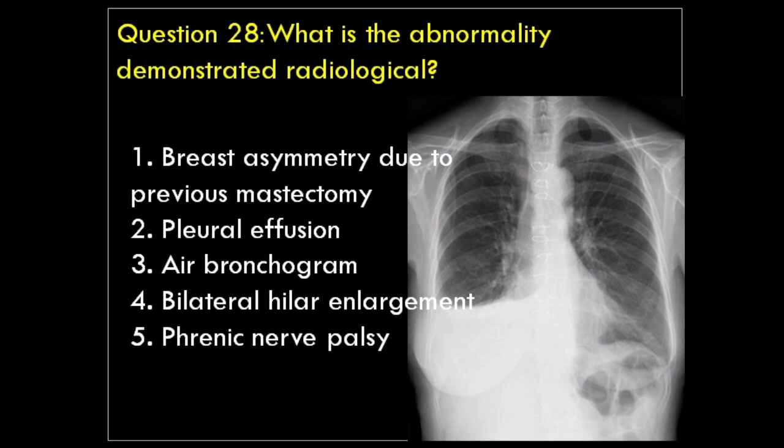Question 28: What is the abnormality demonstrated radiologically? 1. Breast asymmetry due to previous mastectomy. 2. Pleural effusion. 3. Air bronchogram. 4. Bilateral hilar enlargement. 5. Phrenic nerve palsy.